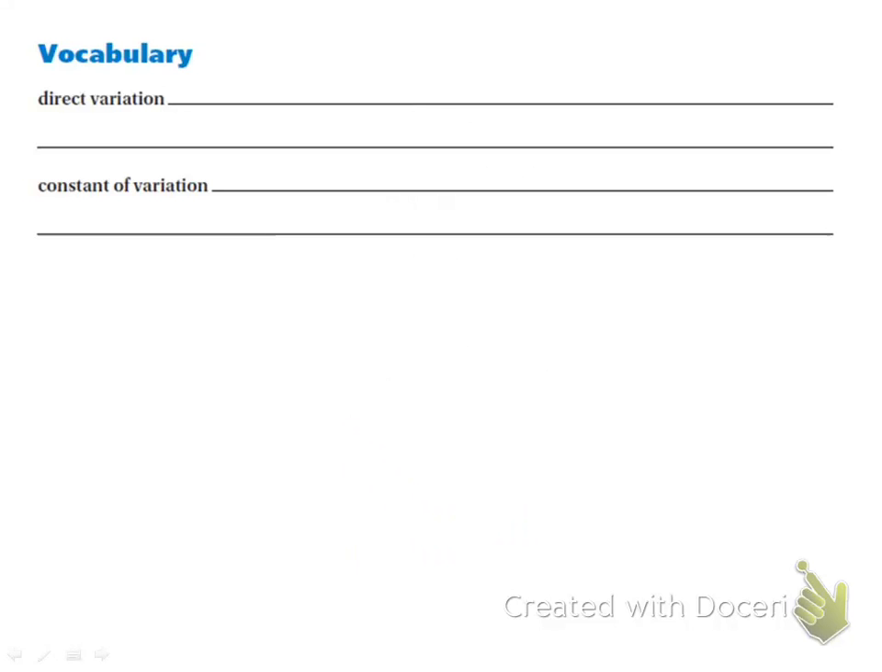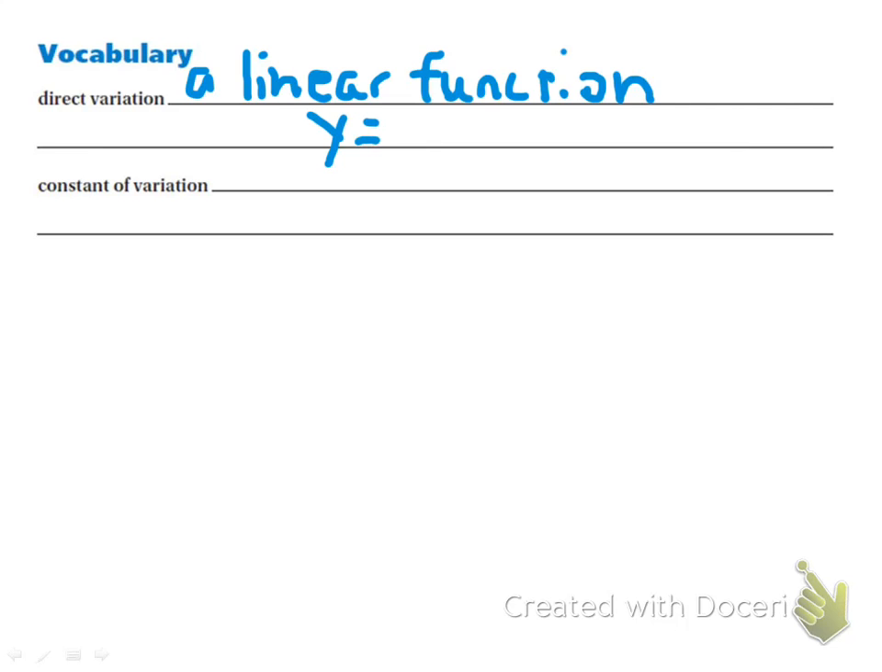Today I want to talk to you about direct variation. Direct variation is a linear function that can be written as y equals k times x, where k is the constant and it can never be 0.